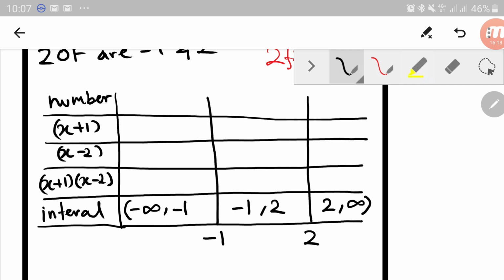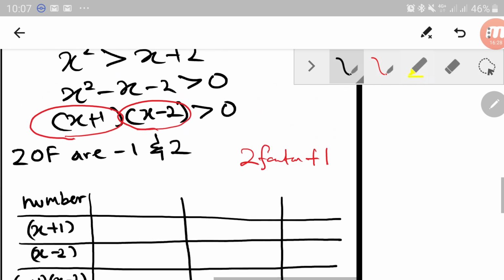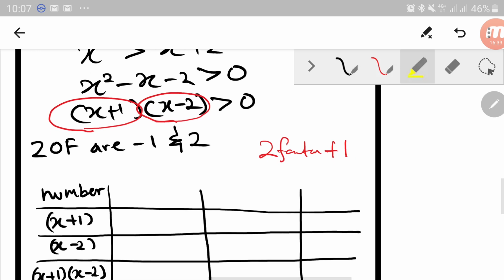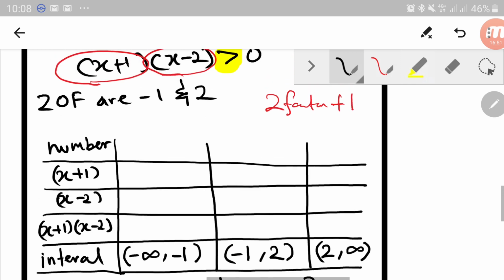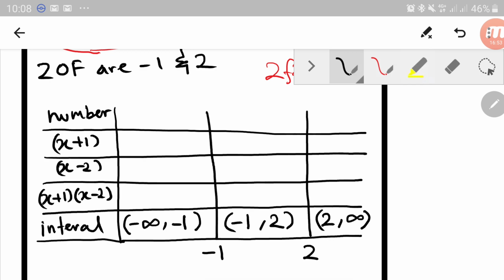After that, what do we need to do? Oh, we need to complete the interval. I'm sorry. Now, how to complete the interval? It is very, very easy. Just have a look at the last line that we factorized. Is there any equal sign? There's no equal sign, isn't it? So we just put open bracket for all the numbers.